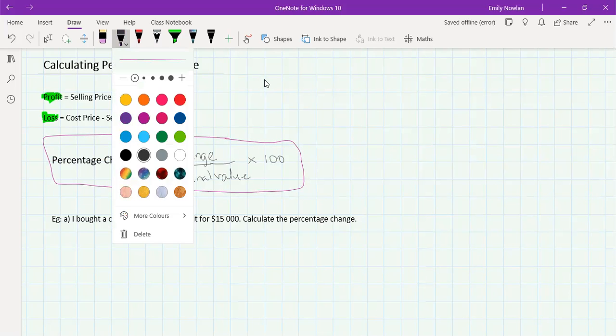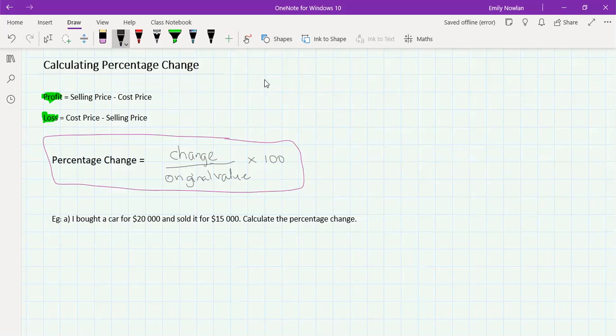So let's do a question. I bought a car for 20,000 and sold it for 15,000. Calculate the percentage change. Okay, so before we calculate the whole percentage change, we need to actually work out the change or the profit or the loss. So in this case, you bought it for 20,000 and sold it for 15,000. So you made a loss.